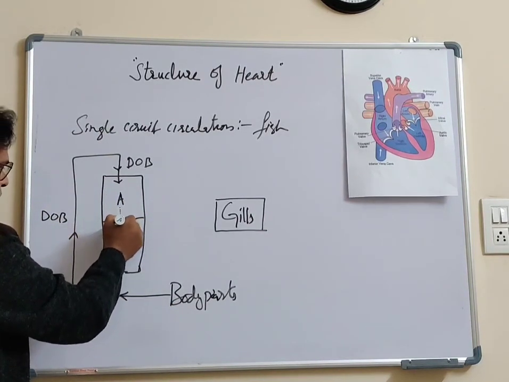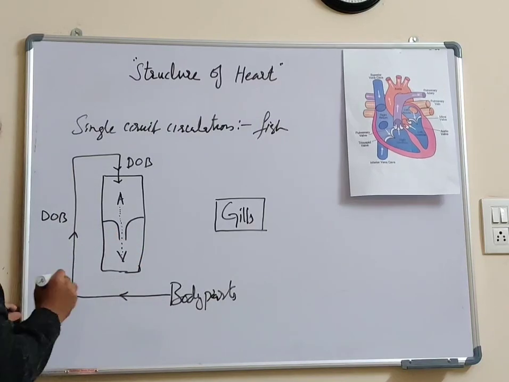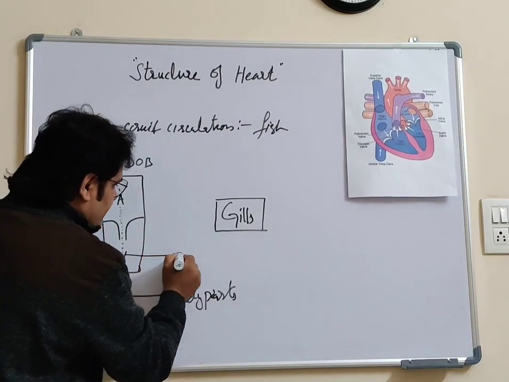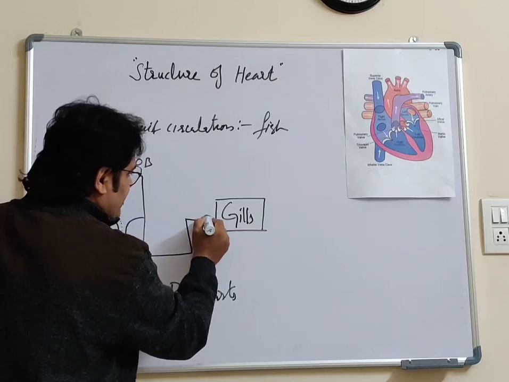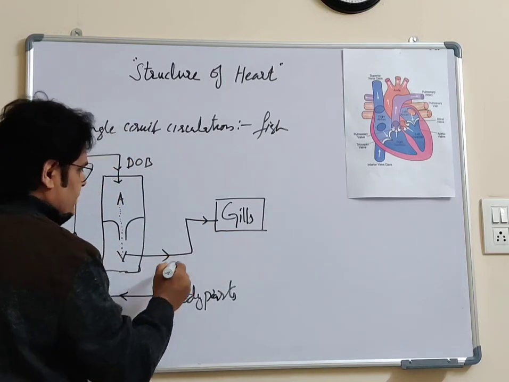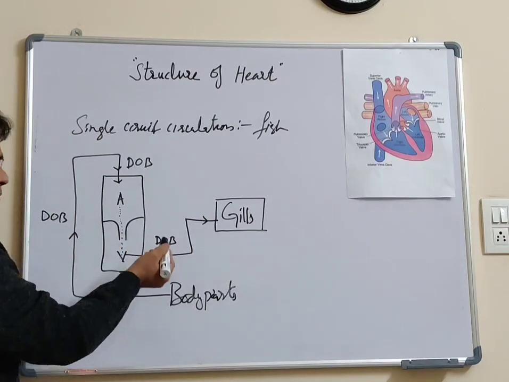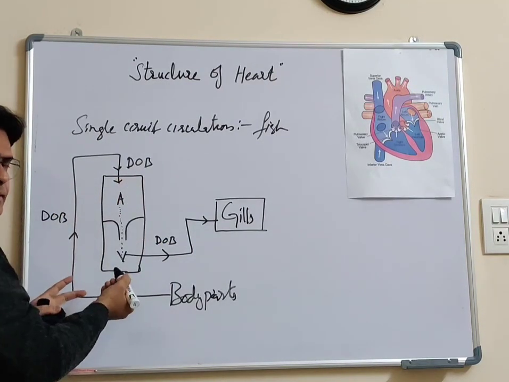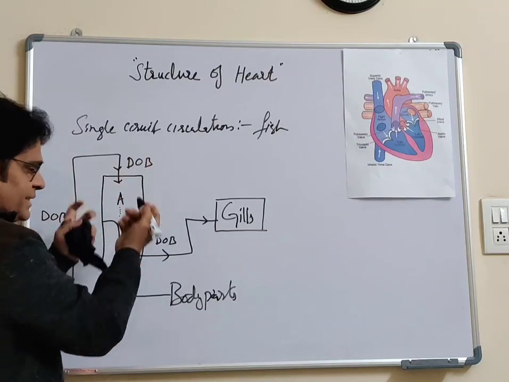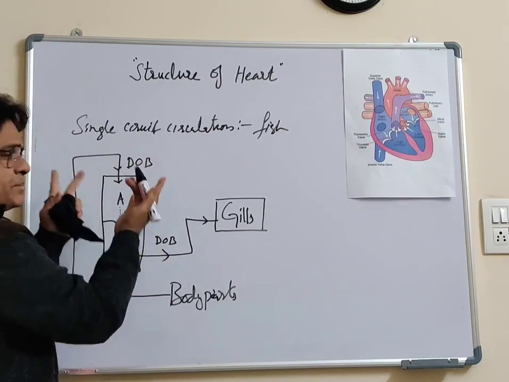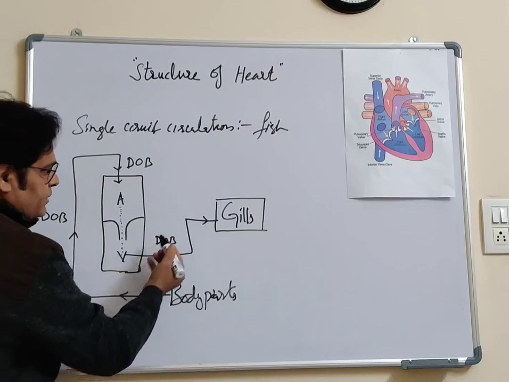Auricle passes the deoxygenated blood into the ventricle. Clear? Ventricle pumps the blood. Okay. Ventricle pumps the blood into the gills. Which blood? Deoxygenated blood. Clear? Auricle takes the blood. Remember this one. Always the auricle takes the blood, but always the ventricle pumps the blood. So this ventricle pumps the blood to the gills.